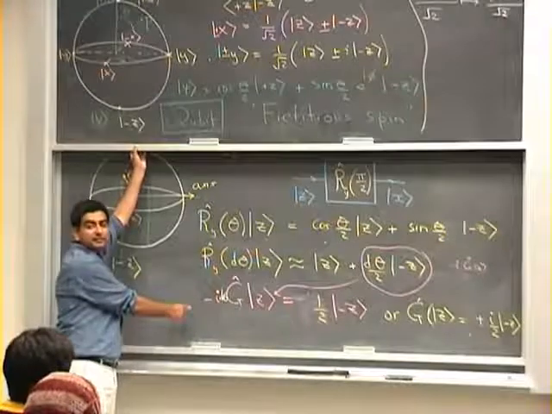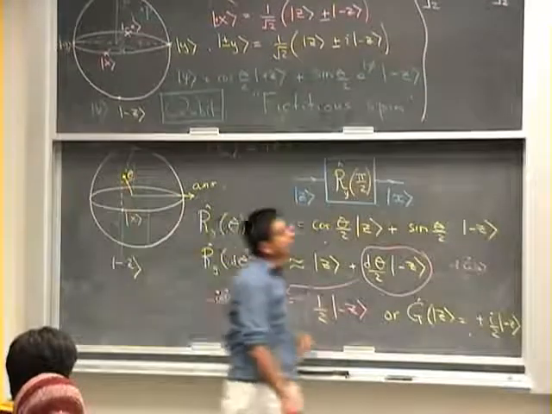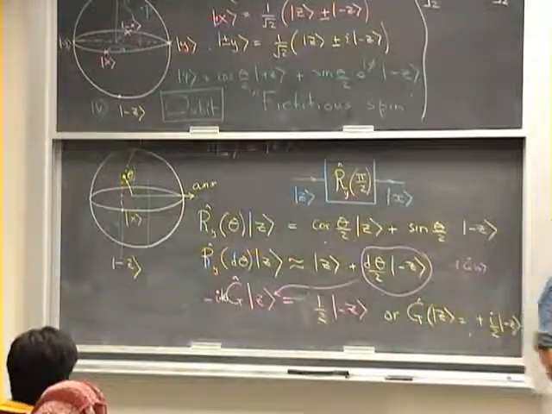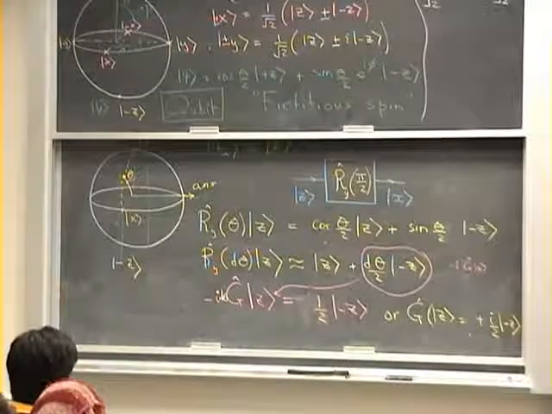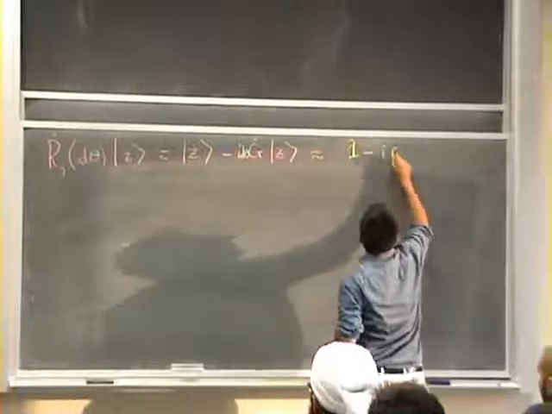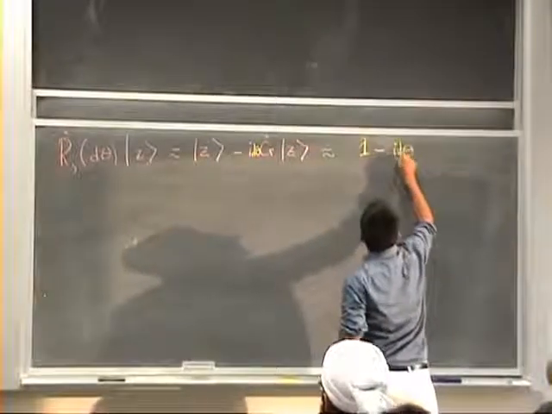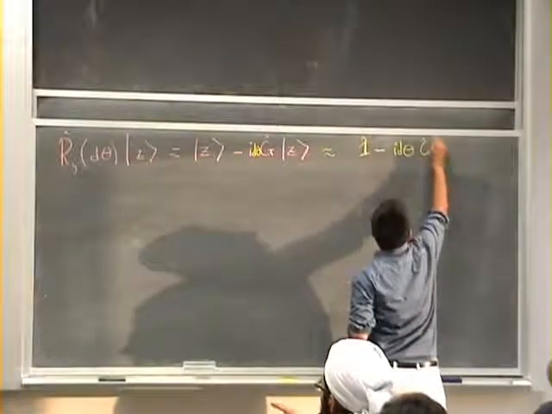Did you understand this? With this algebra in front of us, we have written this. Now this becomes identity minus iota d theta G acting on z.